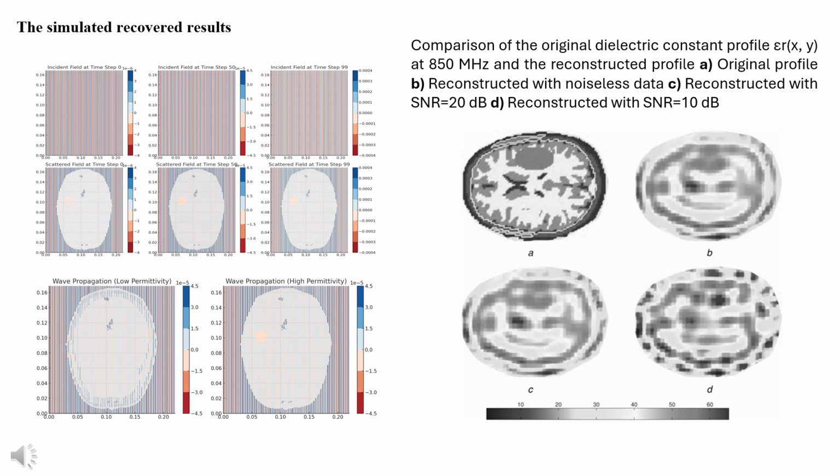The scattered field indicates how much of the incident wave is being reflected, absorbed, or redirected due to interactions with objects in the medium. The development of the scattered field over time provides insight into the internal structure of the object. At the bottom left, we shift focus to wave propagation in 2 different material conditions.